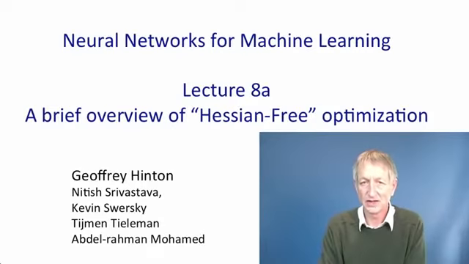In this video, I'm going to give a brief overview of the Hessian-Free optimizer that can be used to train recurrent neural networks very effectively. This is a very complicated optimizer, and I don't expect you to get all the details of it from this video. I just want you to have a general feel for how it works, and then in the next video, we'll see how well it does on an interesting problem.